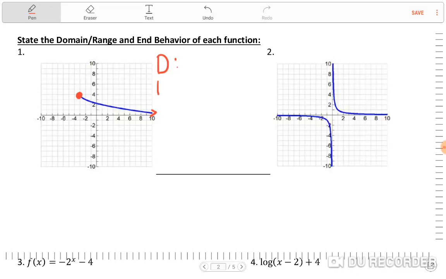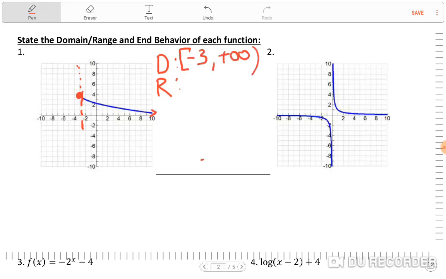So the domain, which is how far left and how far right, we're going as far left as negative 3, but we are touching it, so it would be negative 3 with a bracket, and we're going as far right as positive infinity.